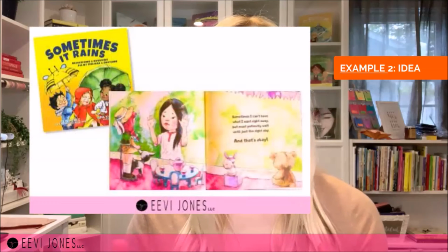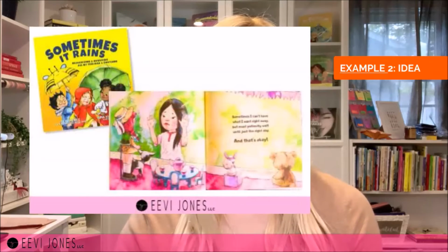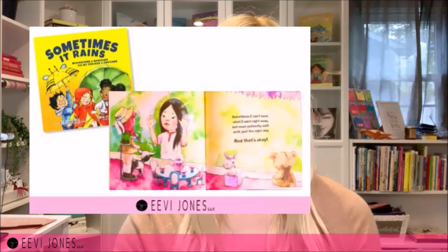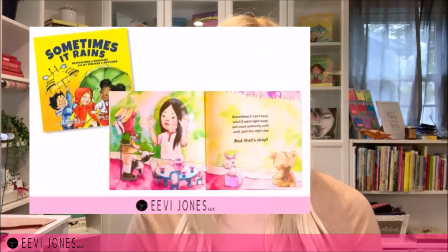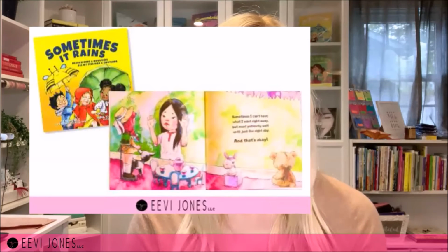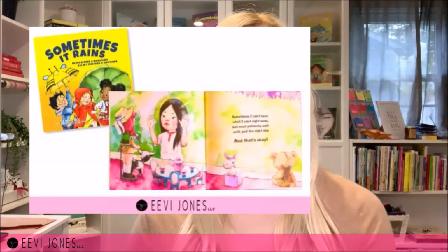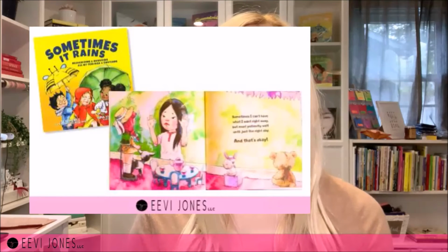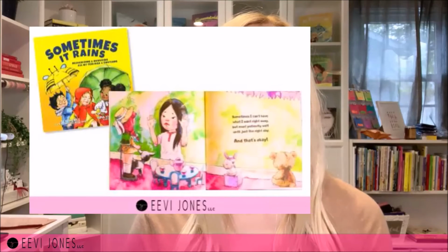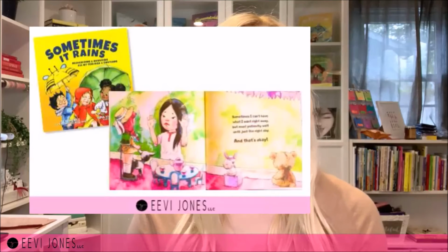example is about. So for example, in my book, Sometimes It Rains, one of the pages reads, "Sometimes I can't have what I want right away, but must patiently wait until just the right day, and that's okay." Here, the main idea is to patiently wait, right? So then here, we could ask ourselves, how can we portray this idea of waiting patiently? What would little ones identify with being patient? What would that mean to them? And what I came up with was to show a little girl looking through a window of a toy store where she is looking at a specific toy, because that's something little ones are really familiar with, right? A toy they might really want, but that they might not get in that very moment.